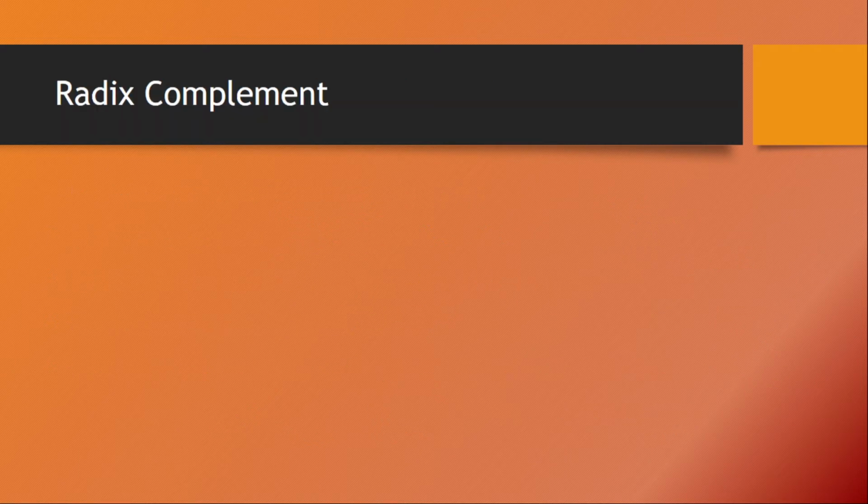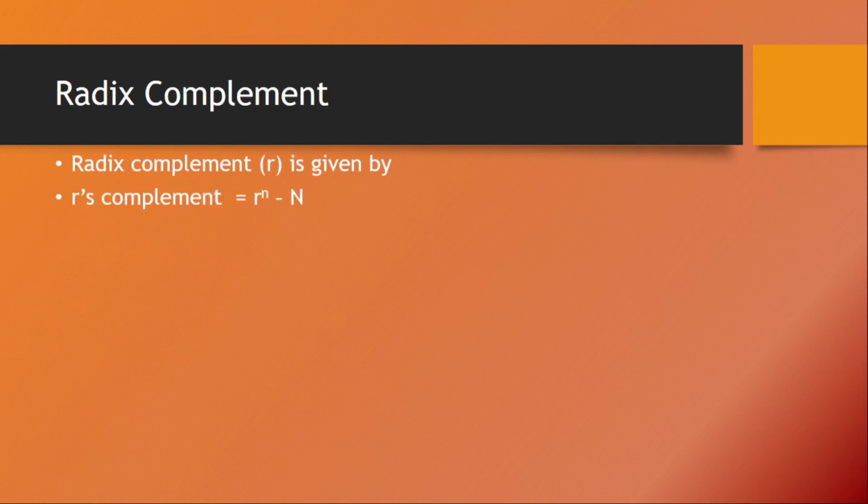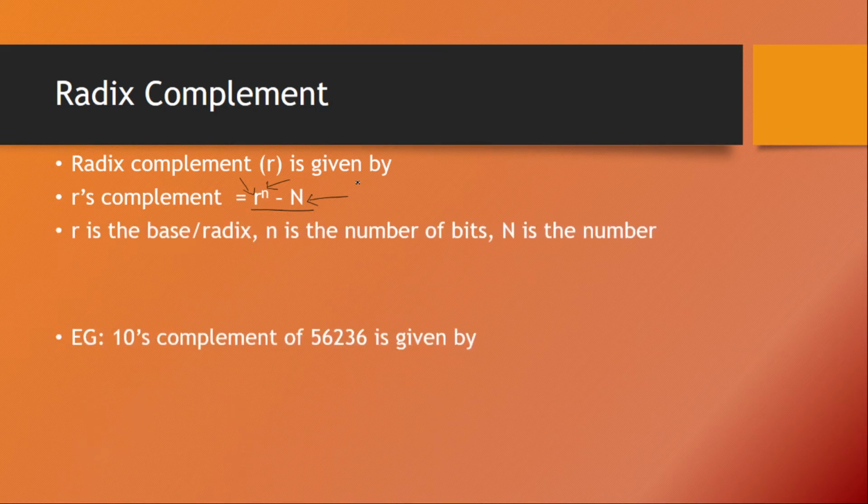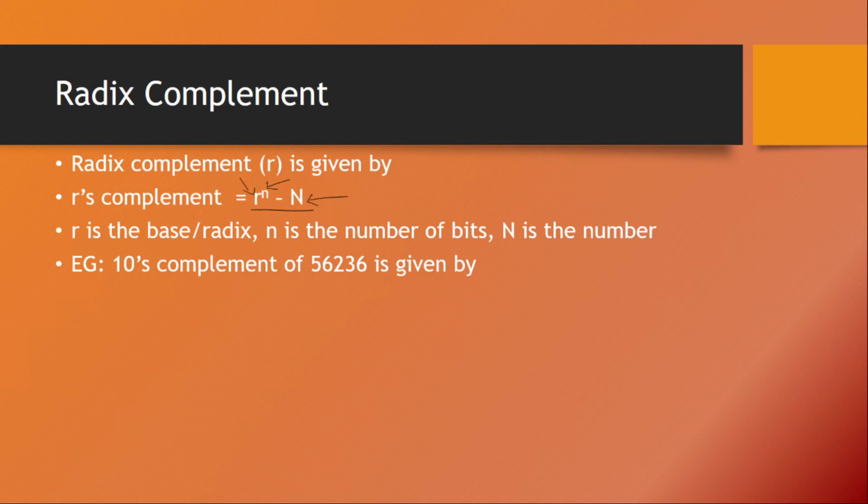The next type of complement that we are going to see here is radix complement. Radix complement, R's complement, is given by the formula R power n minus N. As usual, R means the same, which is the base of the number system. Small n means the number of bits that are present inside the number for which we are trying to find the complement, and capital N is the number for which we are trying to find the complement. For example, we can take the same number as previous, 56236. We are going to find the 10's complement. So our direct question is to find the R's complement of 56236.